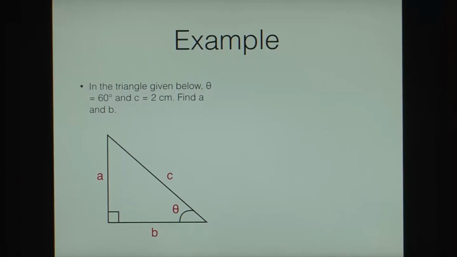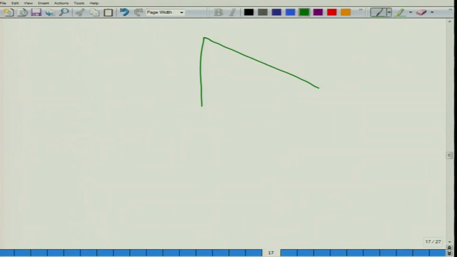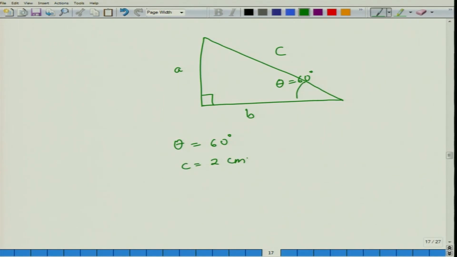In the triangle given below, theta is 60 degrees and c is 2 centimeters. Find a and b. So, let us solve this question. So, we have a triangle where this theta is given to be 60 degrees, this is 90 degrees. Now, we are given that theta equals 60 degrees and c equals 2 centimeters.